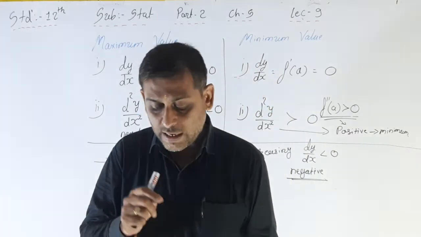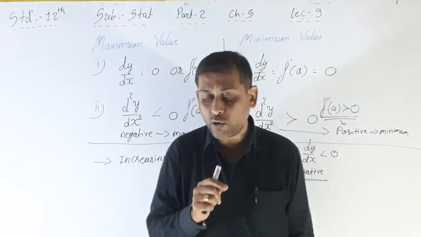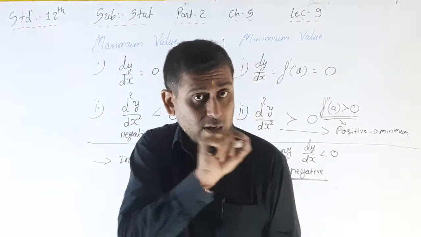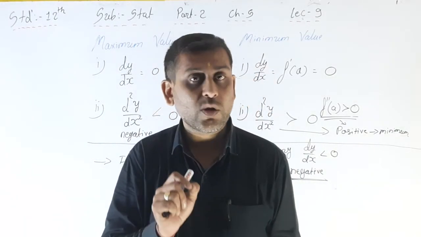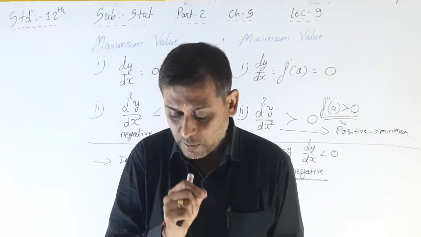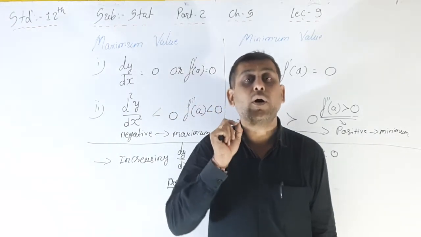Similarly, the function is minimum at x is equal to b only means that the value of the function is minimum in a small interval, underline that particular word, small interval around x is equal to b. Okay, the points where maximum or minimum values occur are known as stationary points.